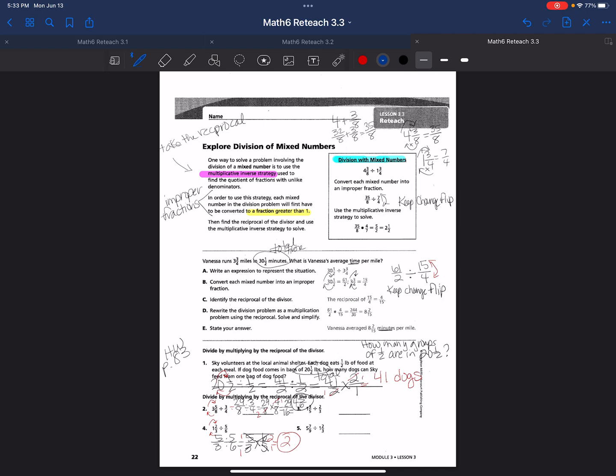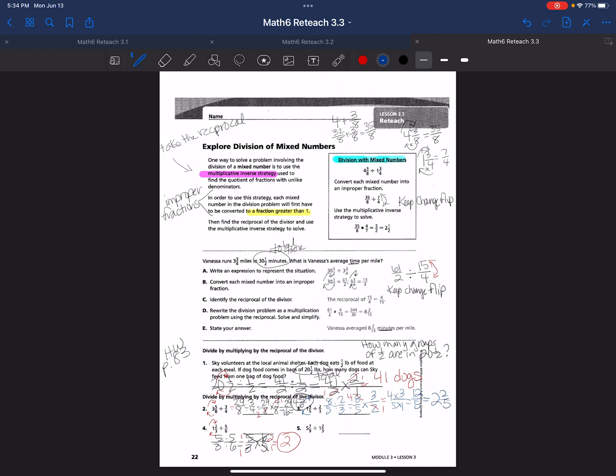1 3/5 divided by 2/3. 5 times 1 is 5, plus 3 is 8. So I get 8/5 divided by 2/3. Keep, change, flip. 2 goes into 2 one time. 2 goes into 8 4 times. So then I get 4 times 3 over 5 times 1, which is 12 over 5, which is 2 2/5.